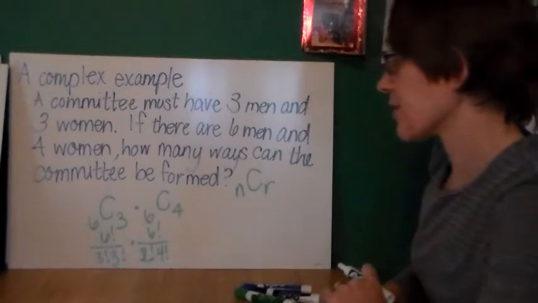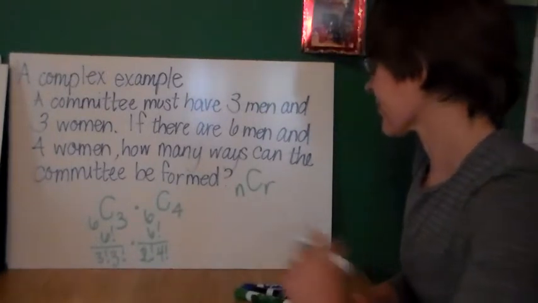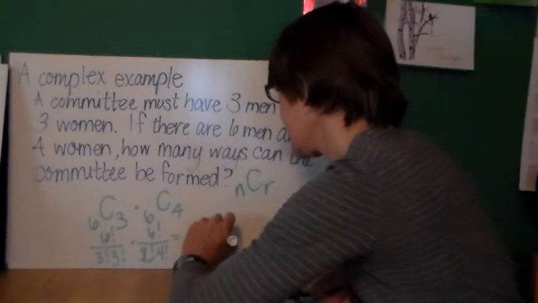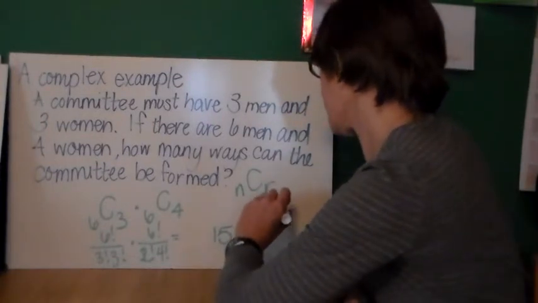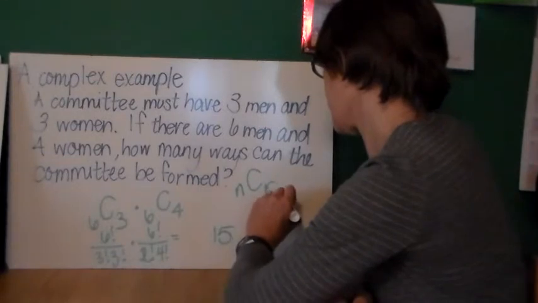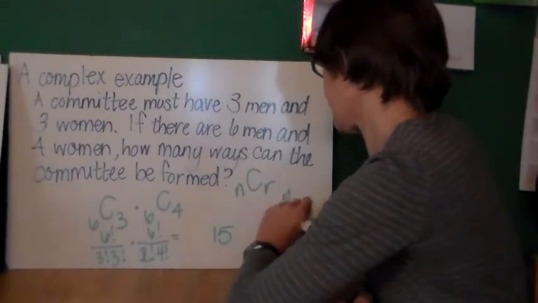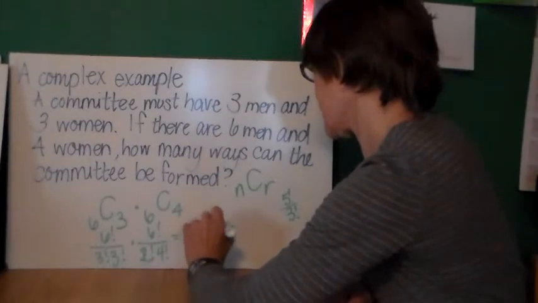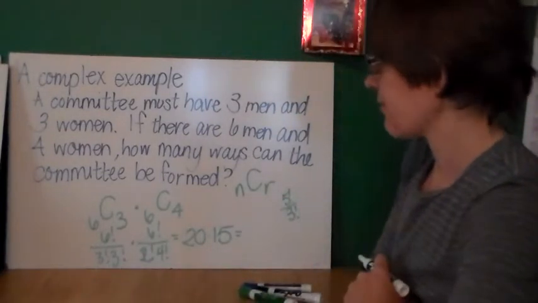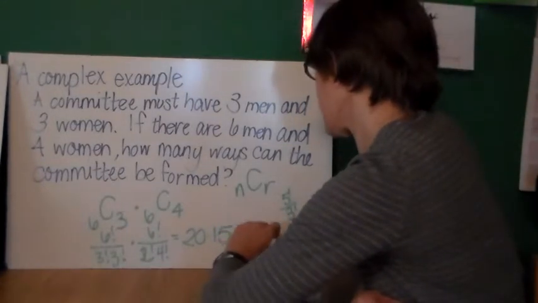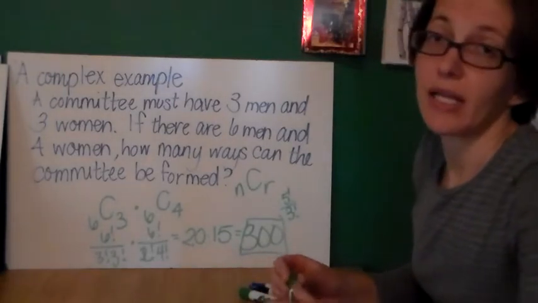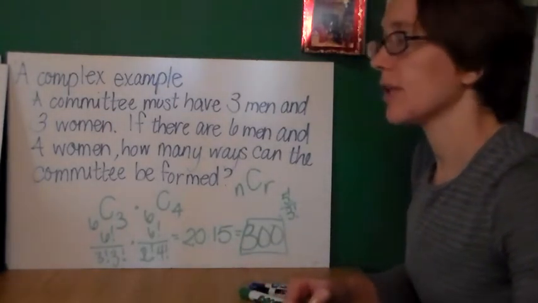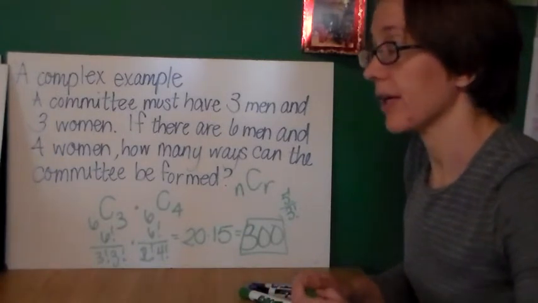So there's my calculations so far. And I know the second one is 15. And 6 factorial divided by 3 factorial divided by 3 factorial again is going to be 5 factorial over 3 factorial, which is 20. So 20 times 15 is going to be 300. So there's 300 different ways in which that committee could be formed. And maybe that's why it's so hard to get anything done when working by committee.